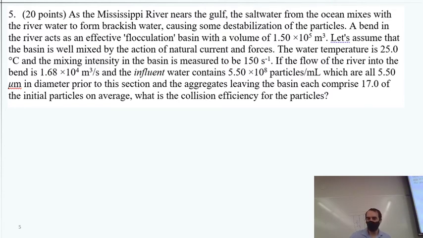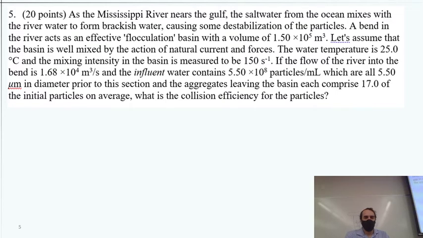Problem 5 was a flocculation problem. We have the Mississippi nearing the Gulf. Not a particularly realistic setup here, although I tried. We've got brackish water forming, and as it's mixing with that saltier water, that salt water is causing some destabilization, and a bend in the river is acting like a flocculation basin. We've got a volume. We're assuming it's well mixed.